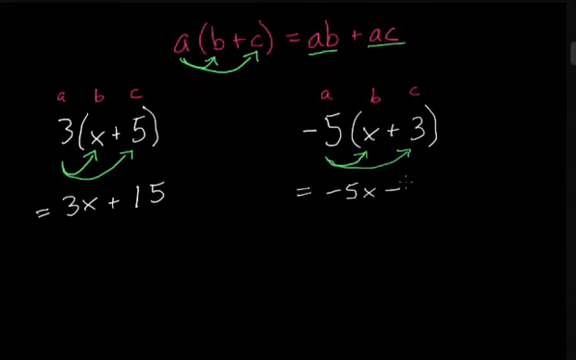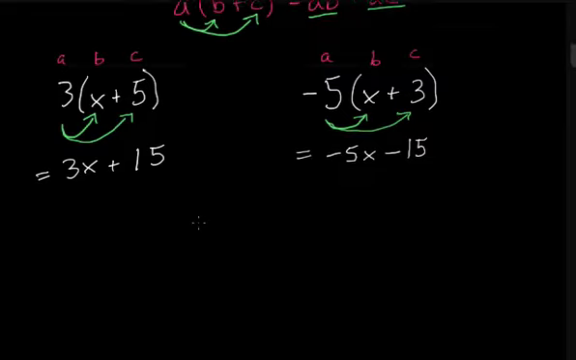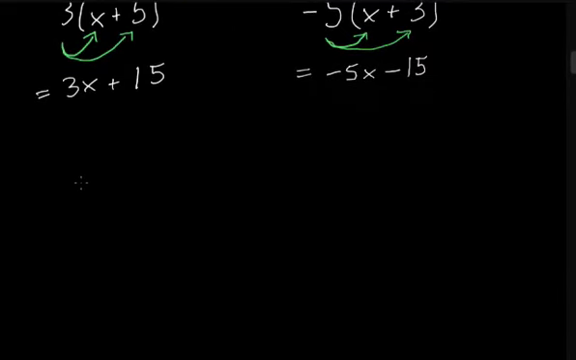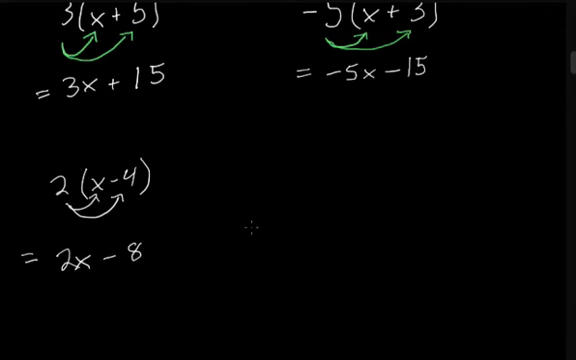Is just negative 15. And let's try two more. Let's do 2 times x minus 4 equals, we're going to take our outside term, multiply it, that's going to give me 2x, and then 2 times negative 4 is going to give me negative 8. And there we go.